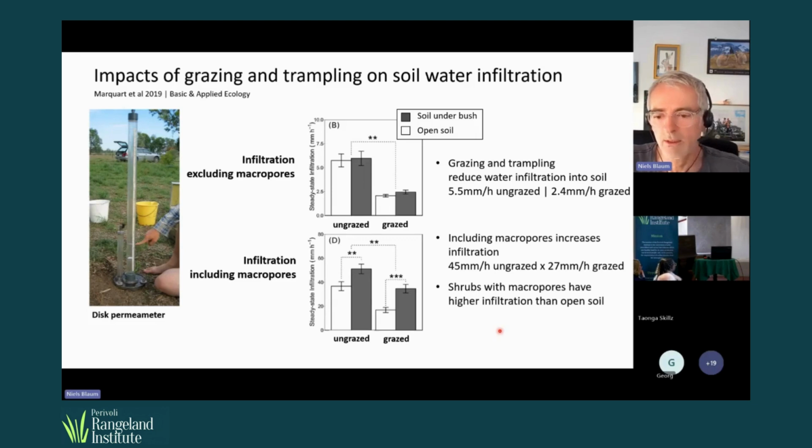A second observation is that shrubs with macropores have a higher infiltration than open soil. The darker bars are always higher than these white bars, indicating the infiltration in open soil. And this is really important from a management perspective, because if you also look at the difference between the bushes and the open soil, between grazed and ungrazed, you see that the difference here is much higher compared to the ungrazed sites, which leads to the conclusion that shrubs partly compensate the negative effects of grazing. Not fully, but they can contribute to it.